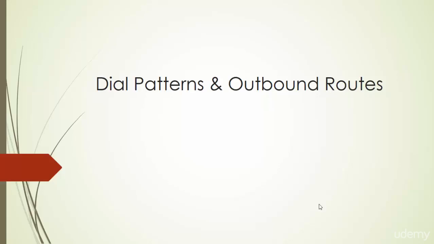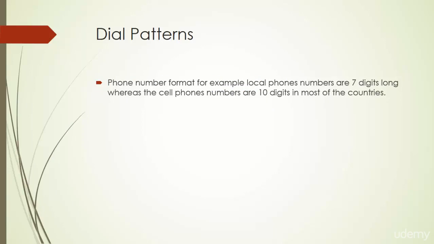Dial patterns and outbound routes. Phone number formats, for example, local phone numbers are 7 digits long, whereas the cell numbers are 10 digits in most of the countries. It may vary depending on the country. In some countries the cell numbers might be 11 or 12 digits, whereas the landline numbers may be 8 or 9 digits. So depending on the country and telecom standards, it may vary.